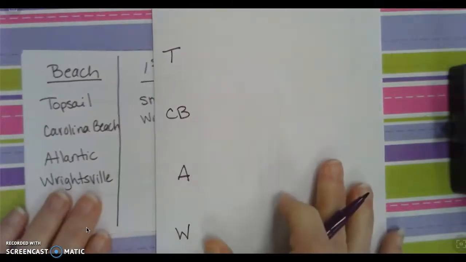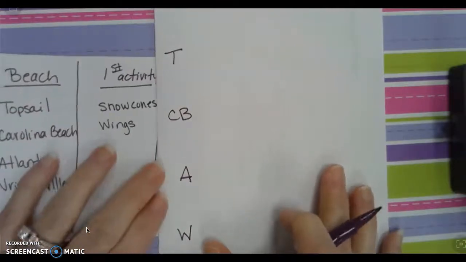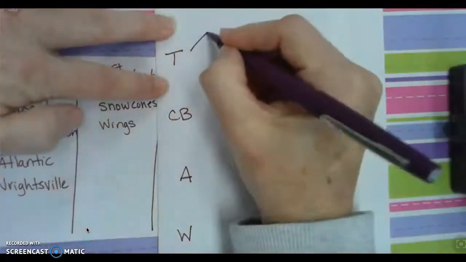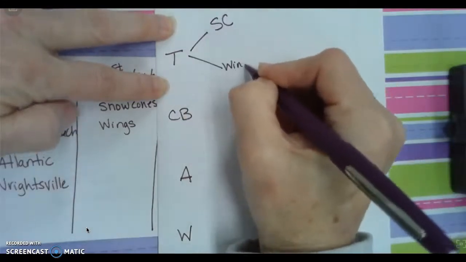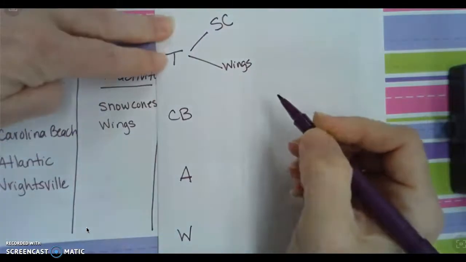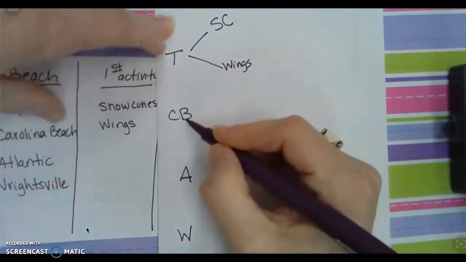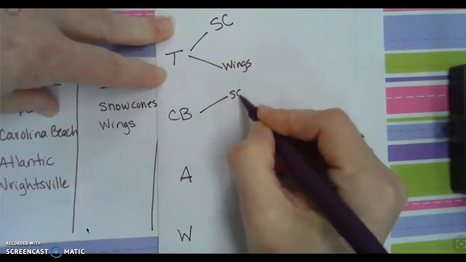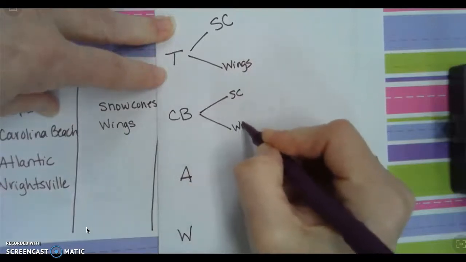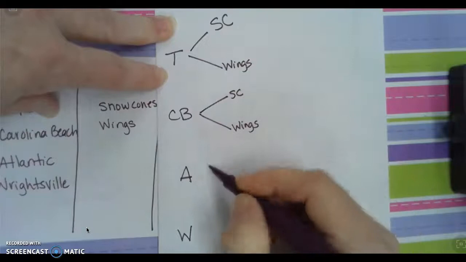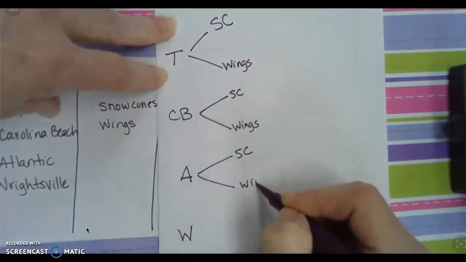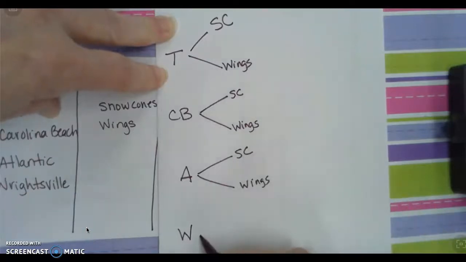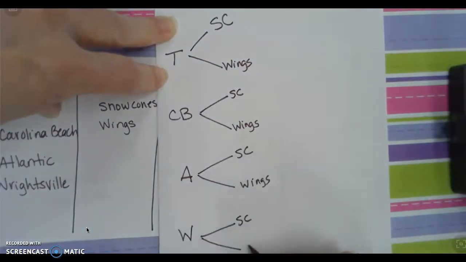Okay, now the first activity, we can either get snow cones, I'm going to put snow cones, or we can go to Wings. And when I say Wings, I'm talking about those little shopping stores. Same thing, if we go to Carolina Beach, the first thing we can do is get snow cones, or we can go shopping at Wings. Even if we go to Atlantic Beach, we can get snow cones, or we can go shopping at Wings. Same thing for Wrightsville Beach, snow cones and shopping at Wings.